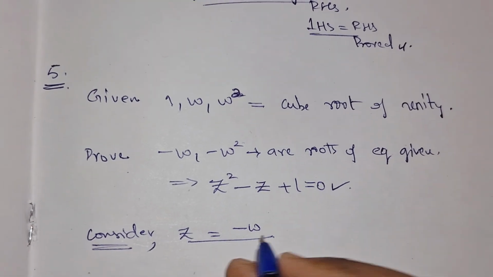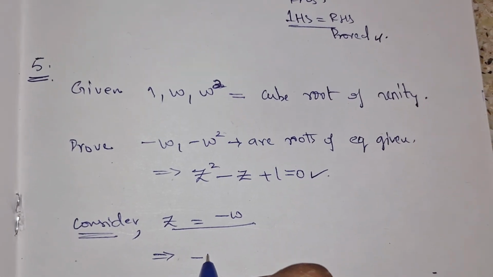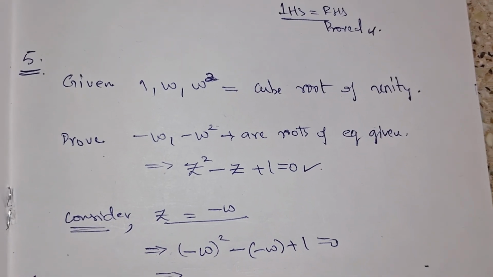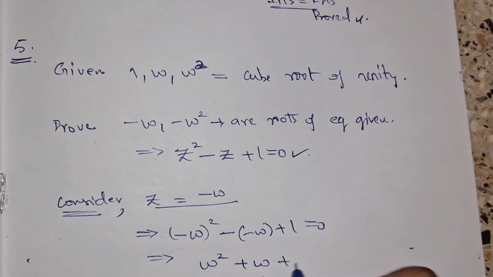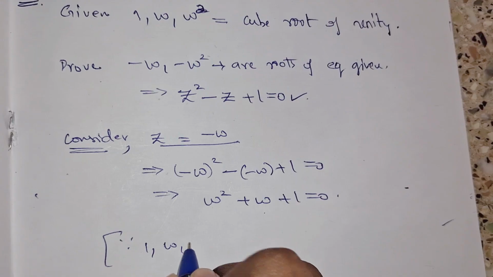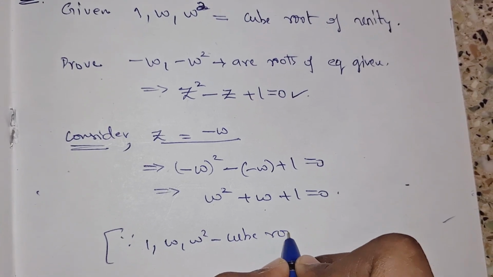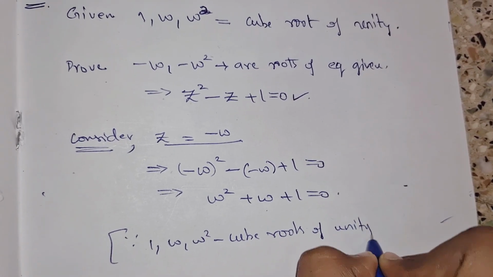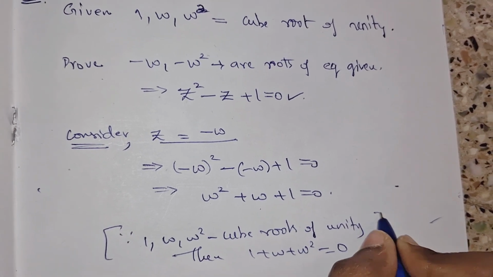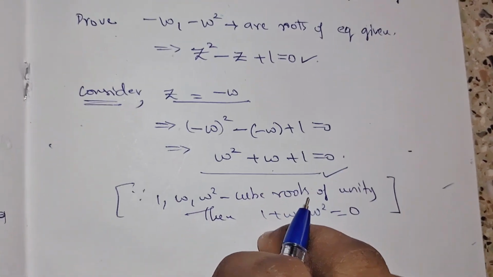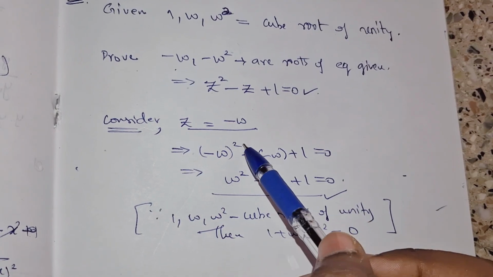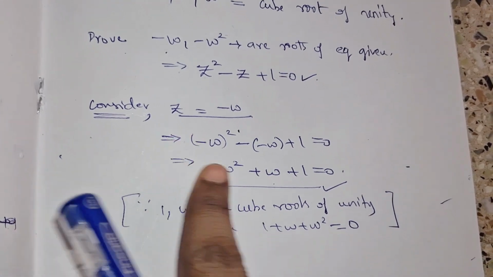If I substitute minus omega here, what will we get? Minus omega whole square minus of minus omega plus 1 is equals to 0, which is equals to omega square plus omega plus 1 is equals to 0. We know that when 1, omega and omega square are the cube roots of unity, then 1 plus omega plus omega square is equals to 0. Therefore, when we substitute minus omega for z, we have proved that this is a root.